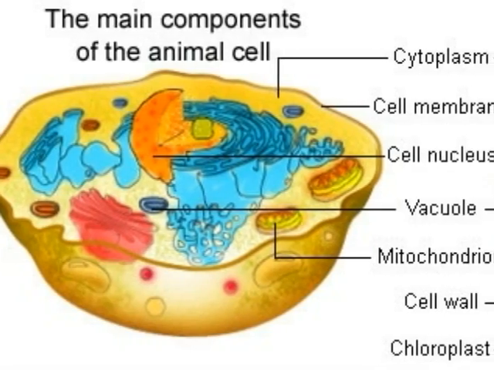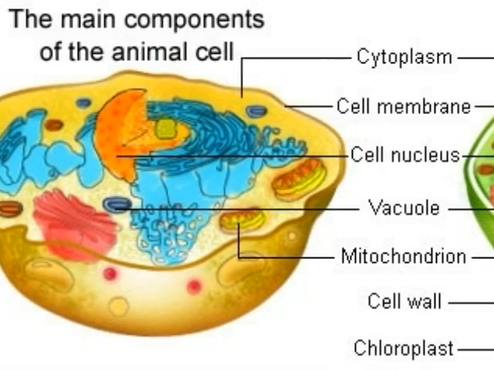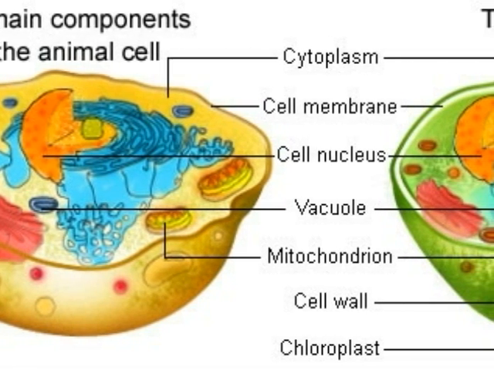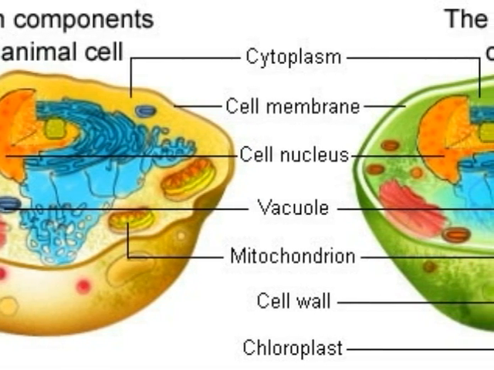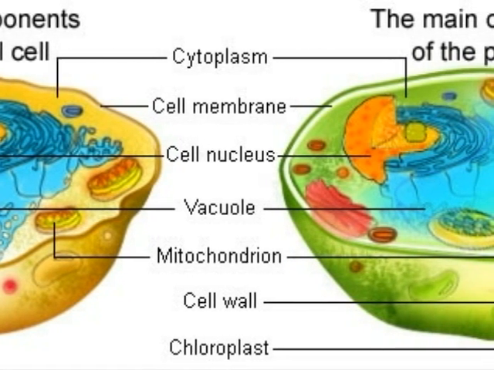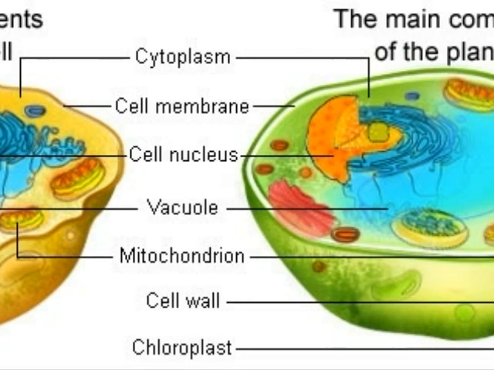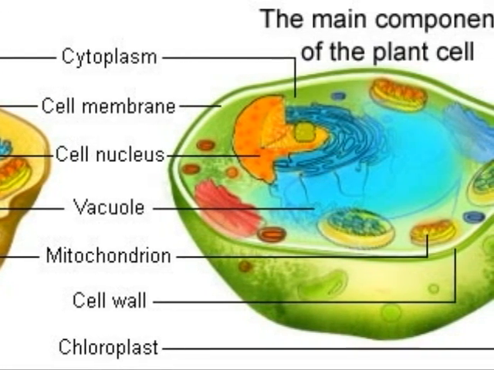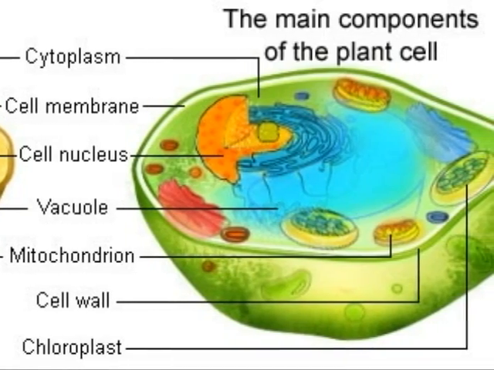Welcome to the tour of the animal cell. The difference between an animal cell and a plant cell is mainly that an animal cell has centrioles and lysosomes, which plant cells do not contain, and it does not have chloroplasts or a cell wall.